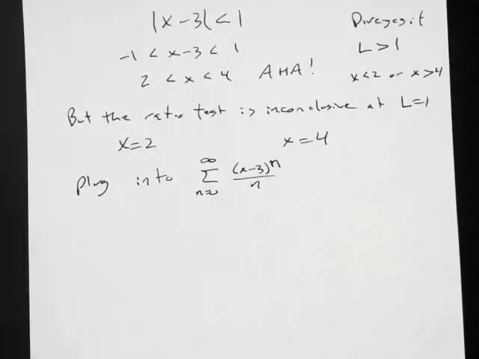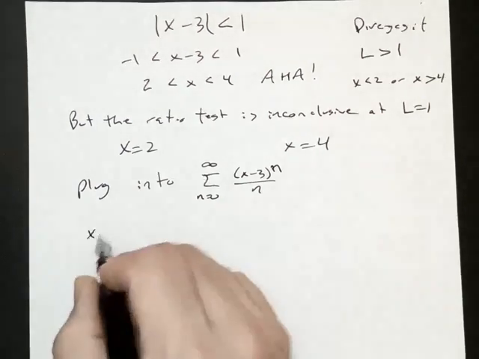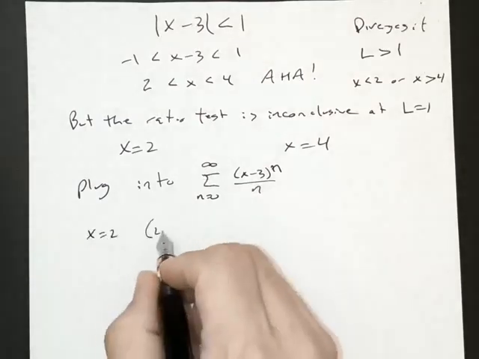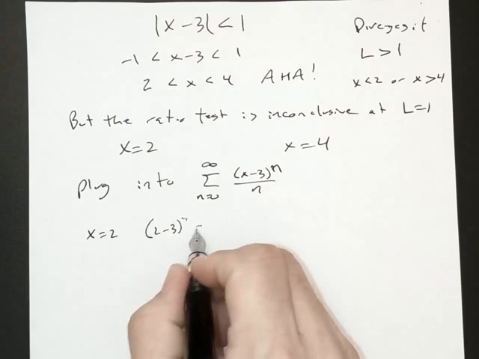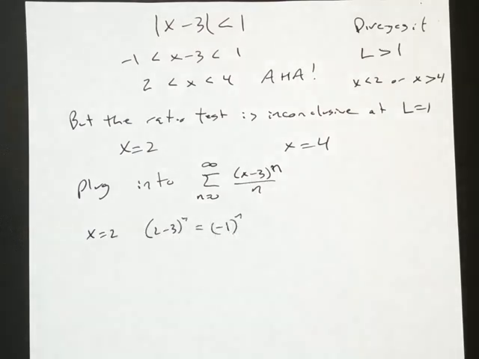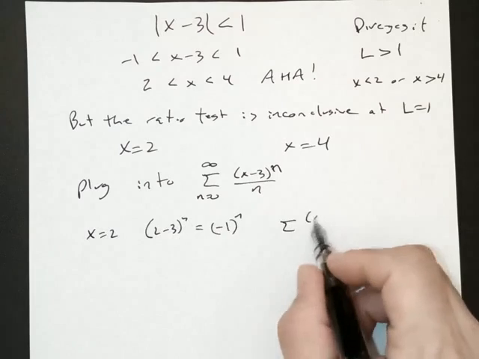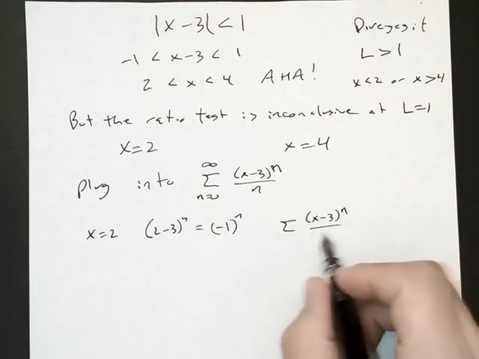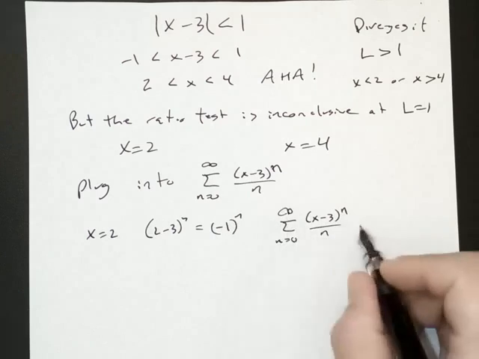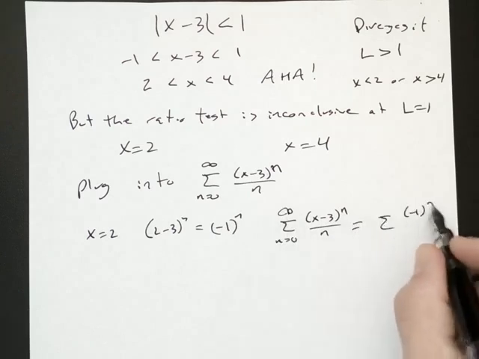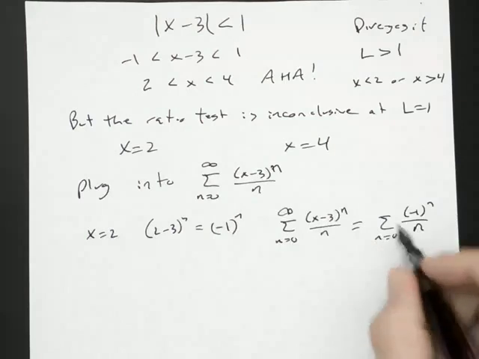Which one do you want to do first, 2 or 4? Okay, so if I do x equals 2, then I have 2 minus 3 to the n. Well, that's negative 1 to the n, right? So my series becomes minus 1 to the n over n and goes from 0 to infinity.